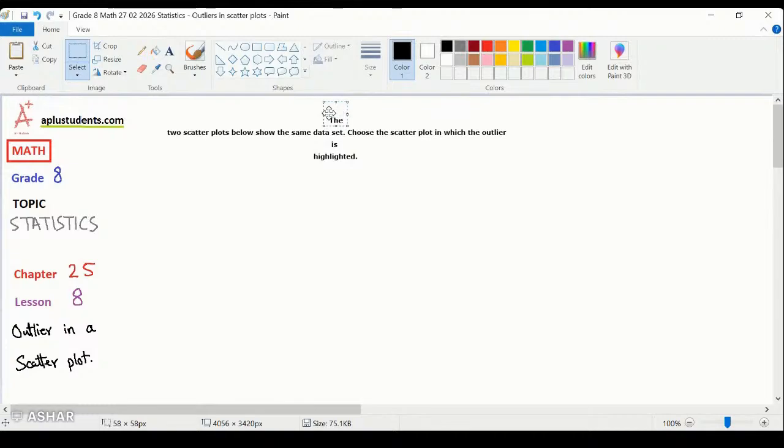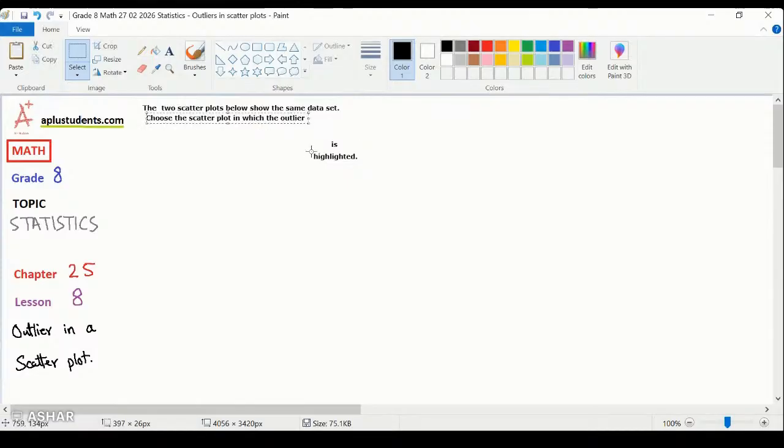The question says the two scatter plots below show the same data set. Choose the scatter plot which is highlighted. Okay, I'm just aligning this so that I would reuse this statement again and again. So question number 1 is saying scatter plots are provided to us and we need to see which scatter plot will point to the correct information, right, to an outlier.